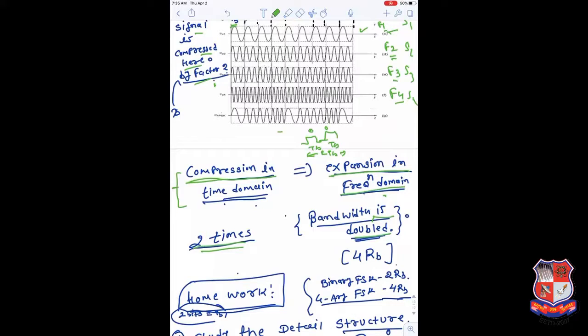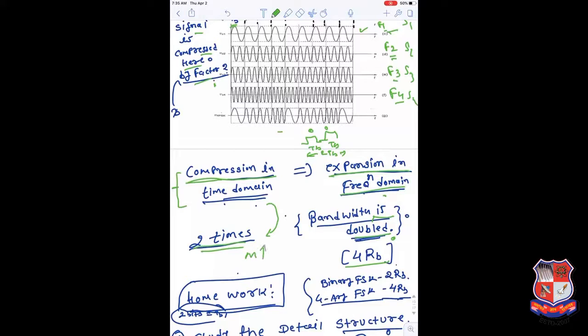So in a 2RB FSK signal, we need 2RB bandwidth to transmit the signal. So here it is double. For a 4RB FSK signal, 4RB bandwidth is required. So here we take one advantage: higher data rate transmission by increasing the M.